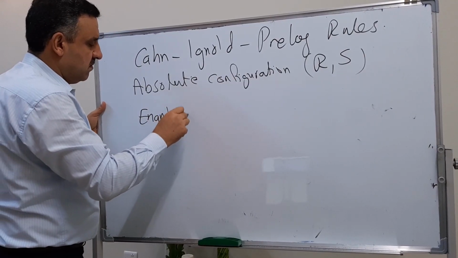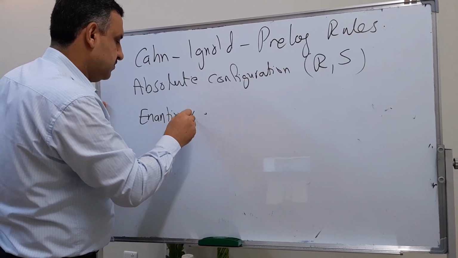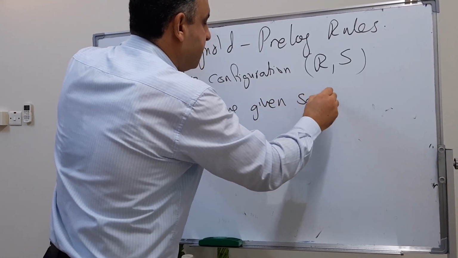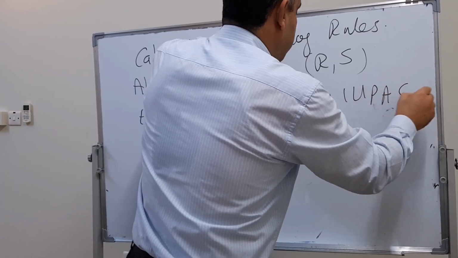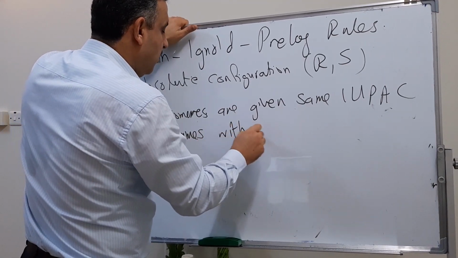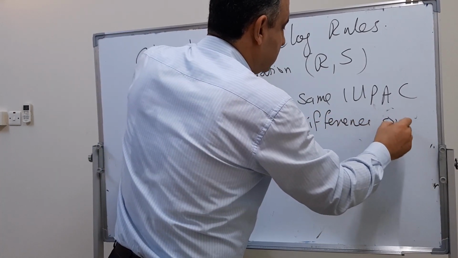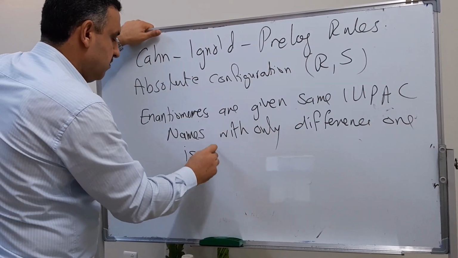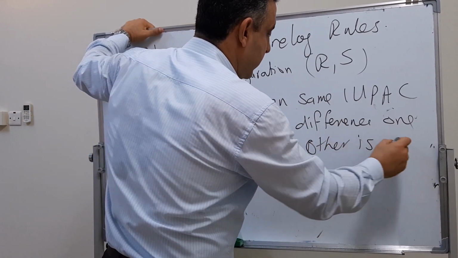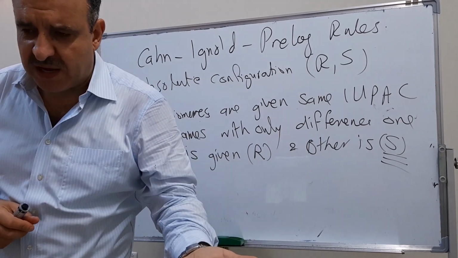enantiomers are given the same IUPAC names, with only one difference: one is given the R and the other is S. So that's actually the only difference in the IUPAC nomenclature of the two enantiomers. One will be R, one will be S.